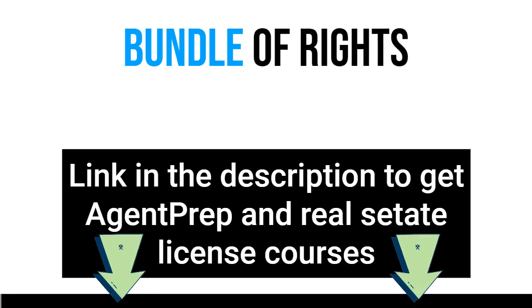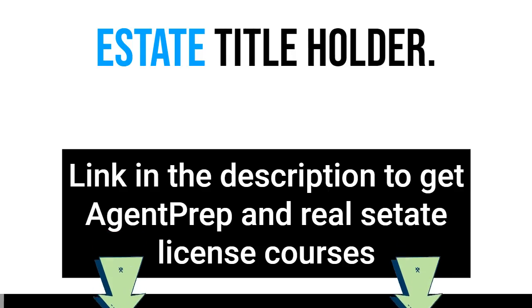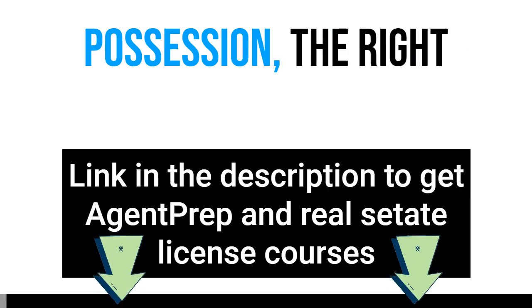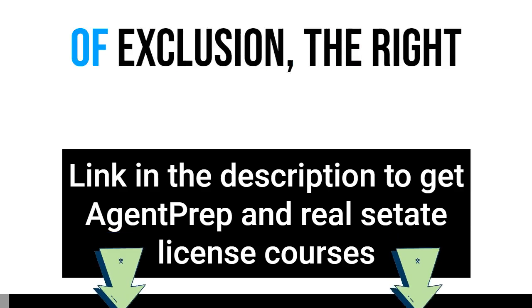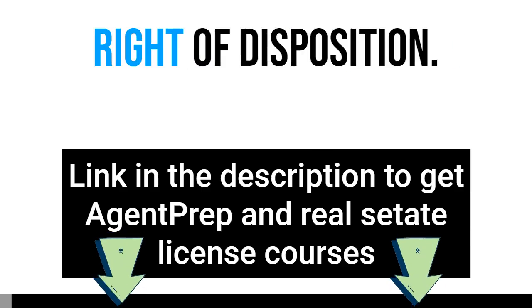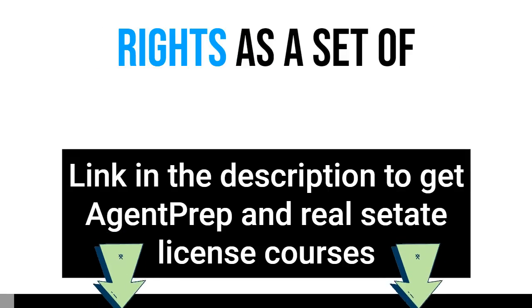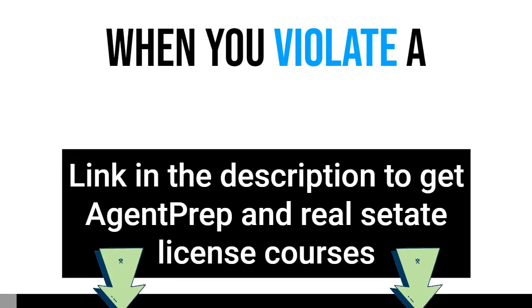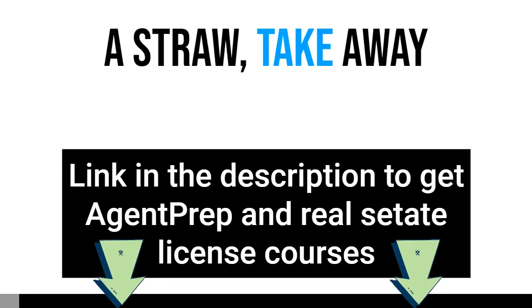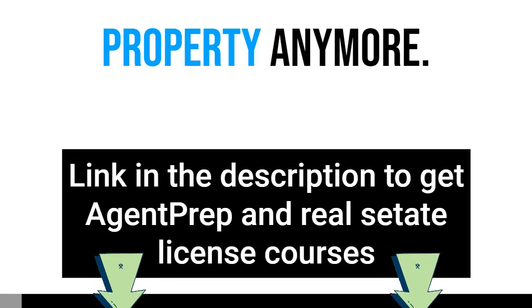Bundle of rights. Bundle of rights are the legal rights of the real estate title holder. It includes the right of possession, the right of control, the right of exclusion, the right of enjoyment, and the right of disposition. Think of those rights as a set of straws in your hand. When you violate a right, you take away a straw. Take away all the straws, you don't have the property anymore.